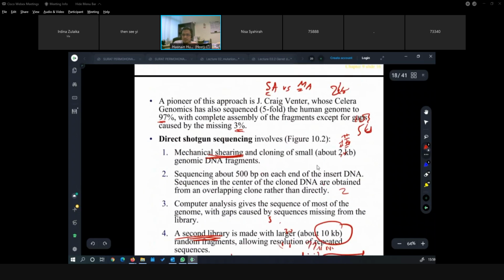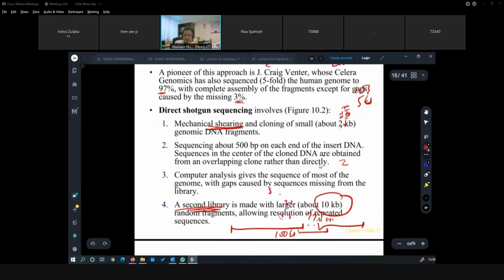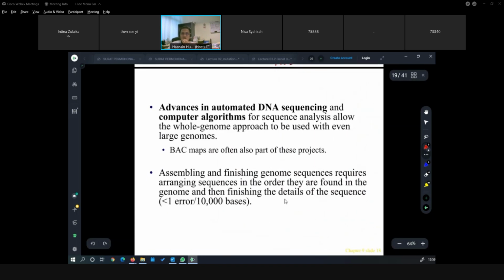From the shearing just now by vibration, what happened is that in addition to the 2 kb, they also take the 10 kb one, so that for the same fragment with the 10 kb, they should return more or less a similar sequence. Okay, so that is how it is done. Advances in automatic sequencing and computer algorithms allow the whole genome approach to be used even with large genomes.